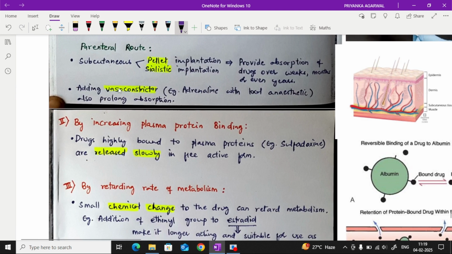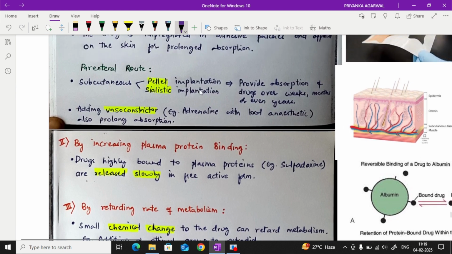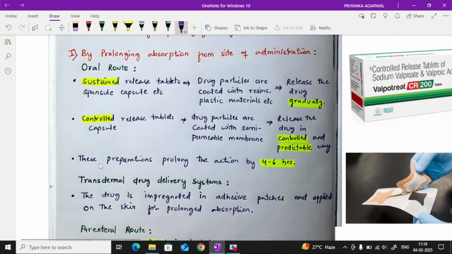So we have pellet implantation and sialastic implantation. They provide absorption of drugs over weeks, months or even years. And we can also add vasoconstrictors. They will constrict the blood vessels, and because of that the drug will move slowly into the blood vessels. In dentistry we use this exclusively, as adrenaline given along with local anesthetic. Adrenaline is the vasoconstrictor here, and it prolongs the absorption. So this is about how we can do it at the absorption level.